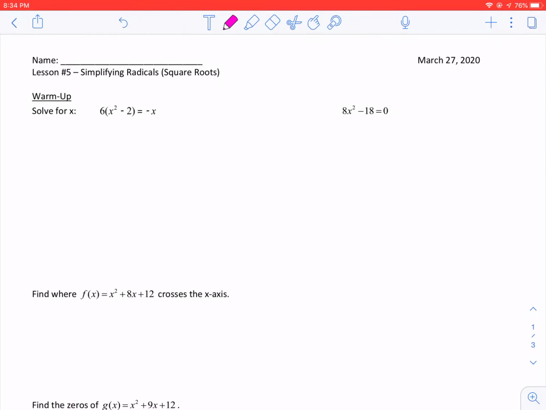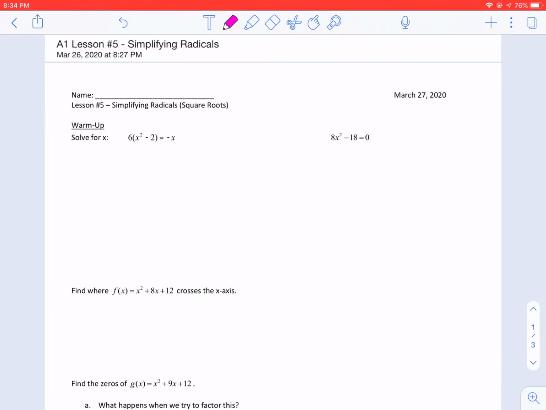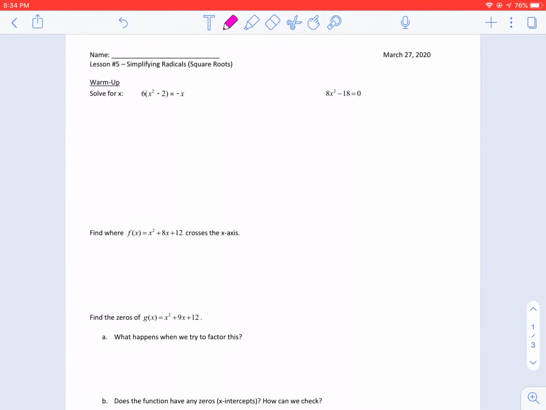Simplifying radicals today. This is a little different than the previous 4 lessons, which are all on quadratics. But we're simplifying radicals or square roots for a reason. It's going to relate back to what we're doing. But before we start that, can you guys try this warm up?